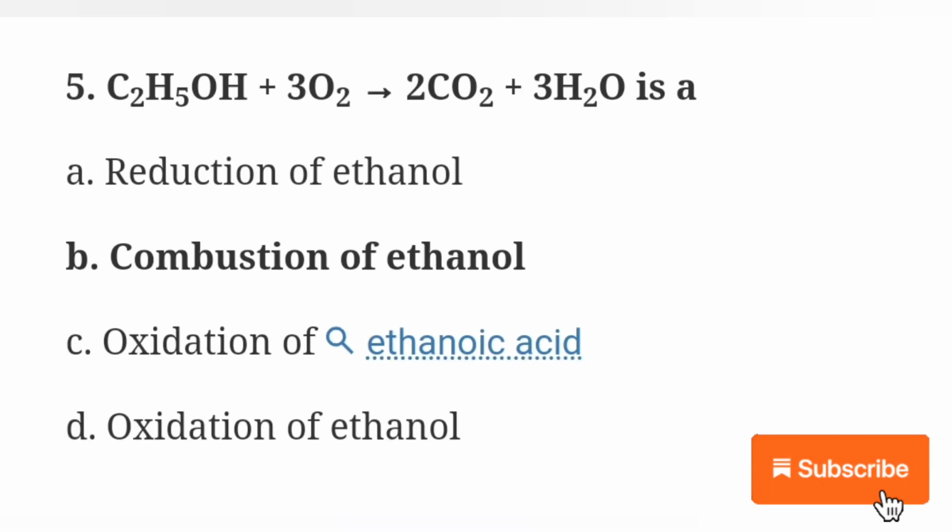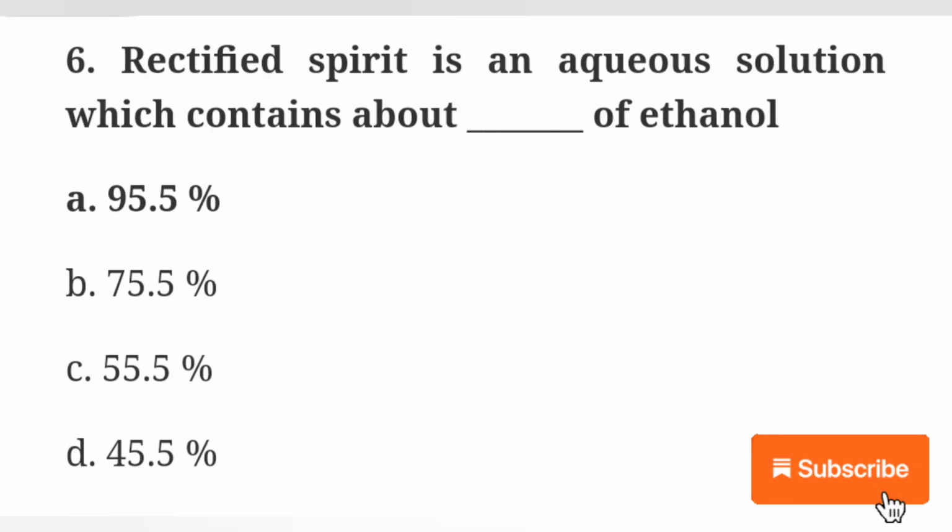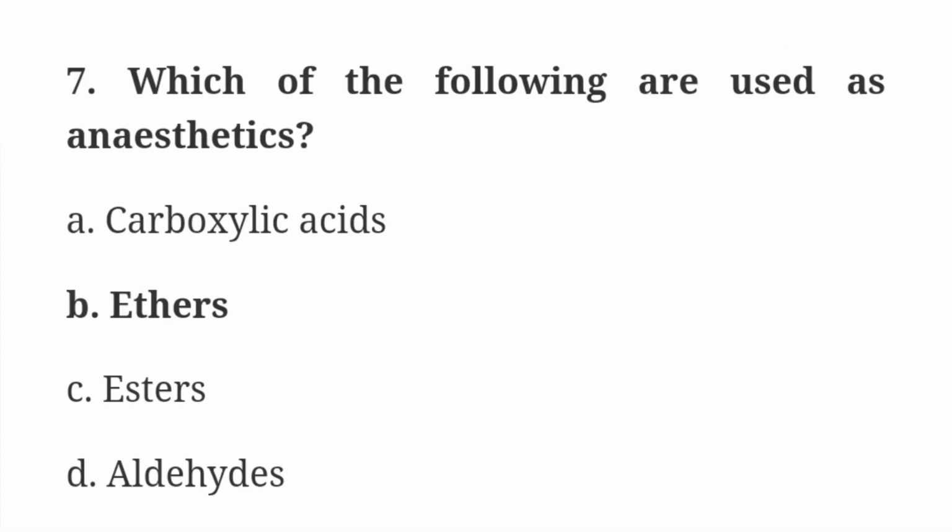Fifth one, C2H5OH plus 3O2 gives 2CO2 plus 3H2O is a option B answer combustion of ethanol. Sixth one, rectified spirit is an aqueous solution which contains about dash of ethanol. Option A answer 95.5%.